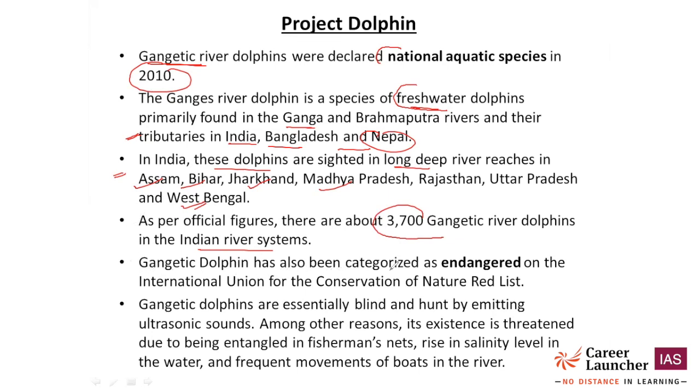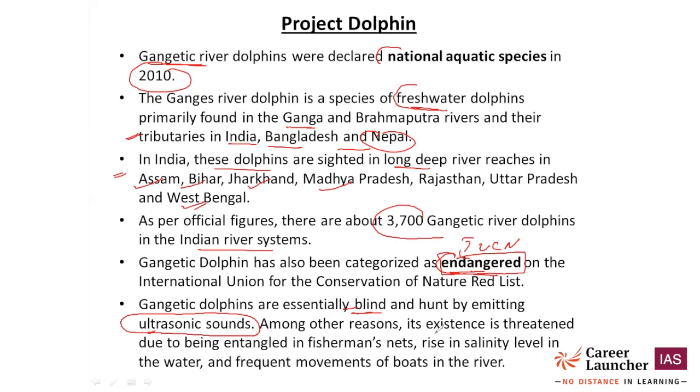So the Gangetic dolphin has also been categorized as endangered on the IUCN list. So according to the IUCN list, what is its status? It is an endangered species. Okay, remember Gangetic dolphins are essentially blind and hunt by emitting ultrasonic sounds. Okay, very important. Gangetic dolphins are blind, so how do they catch their prey? They catch it by ultrasonic sounds.